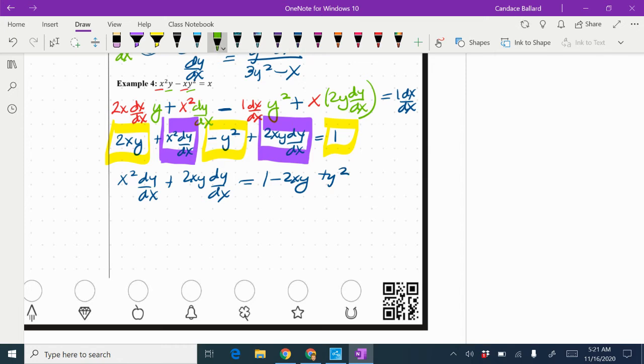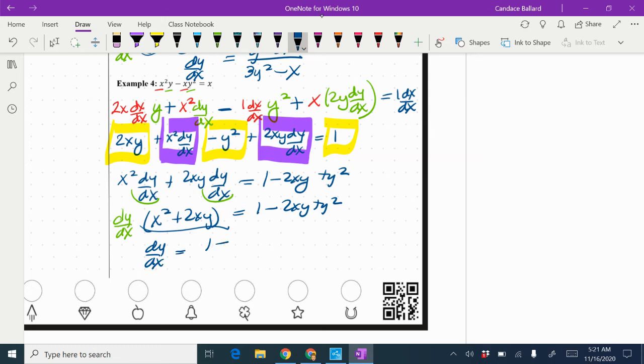I am noticing that I have a dy/dx that I can factor out. And even though that isn't the greatest common factor, we've only factored the dy/dx out. We don't factor out, say, the x. So I've got x squared plus 2xy equals 1 minus 2xy plus y squared. And then I'm going to divide by whatever is not the dy/dx. You get 1 minus 2xy plus y squared over x squared plus 2xy.